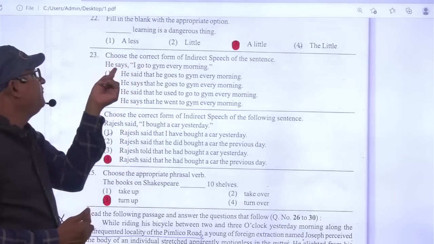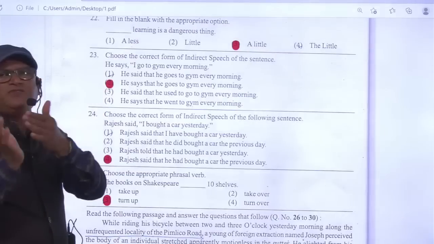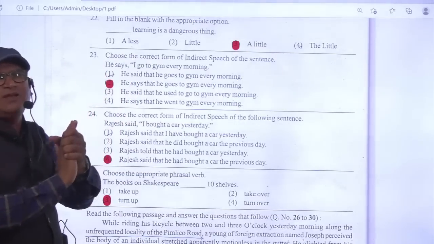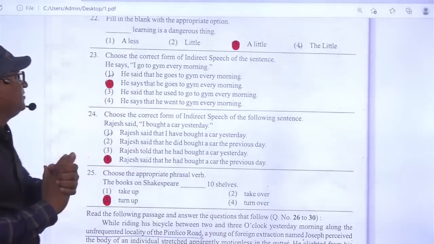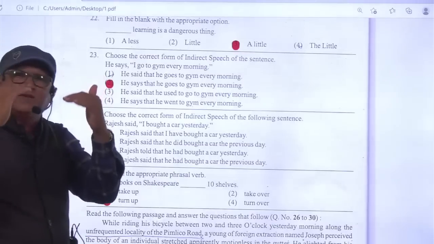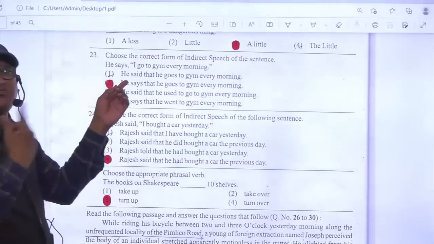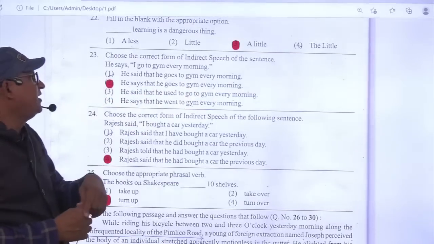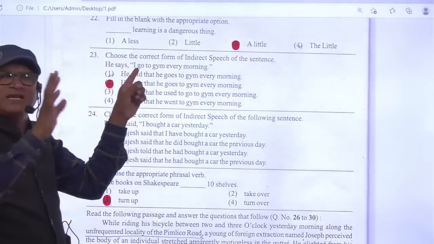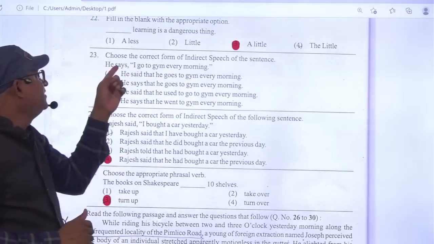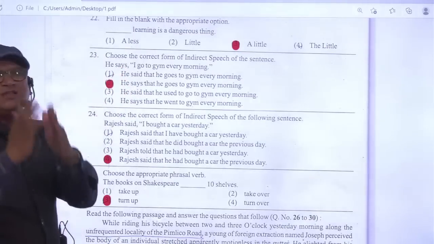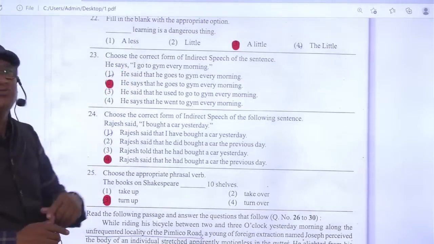If the reporting verb like says or will say is given in the same statement, the present tense never becomes past tense. That's why I have chosen the second option only. He says that he goes to gym every morning. The pronouns must be changed but the tense is not to be changed. Why? It's because the reporting verb is in the simple present tense or the simple future tense. No changes are required as far as the rules are concerned.